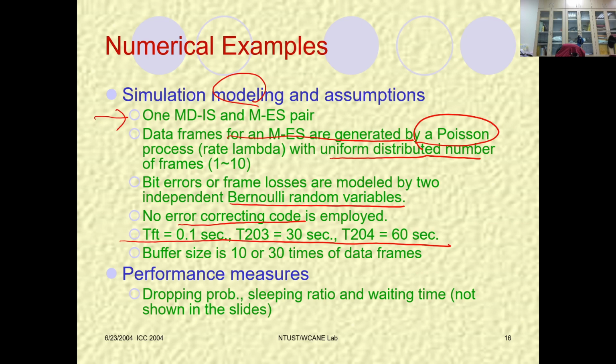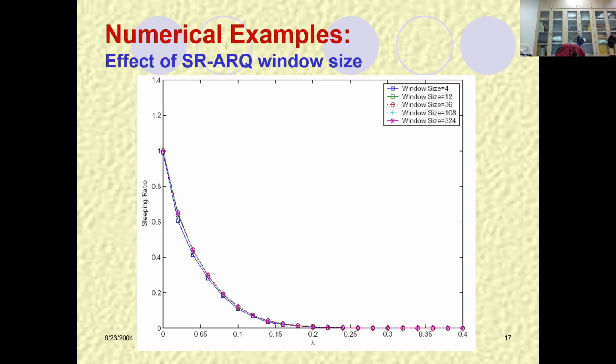Later, about the performance measures, we will measure drop-in probability, sleeping ratio, and waiting time. In fact, we won't show waiting time in the following slides. So first of all, the sleeping ratio. By checking different window sizes, it is almost the same, right? We have comparable sleep ratios for the different window sizes.